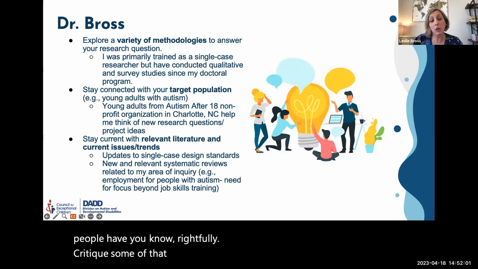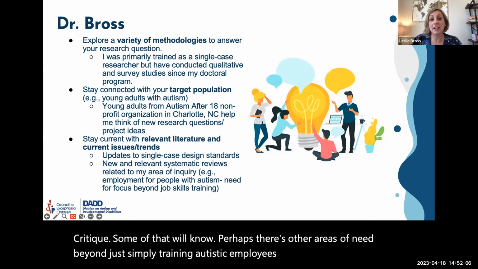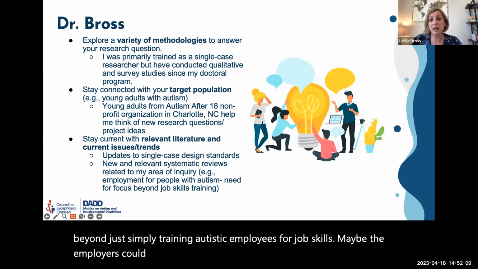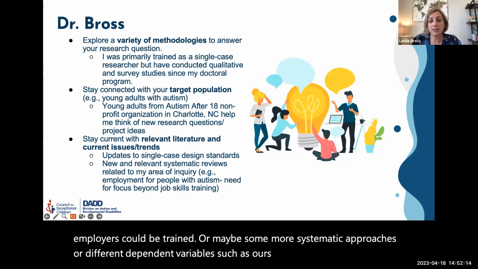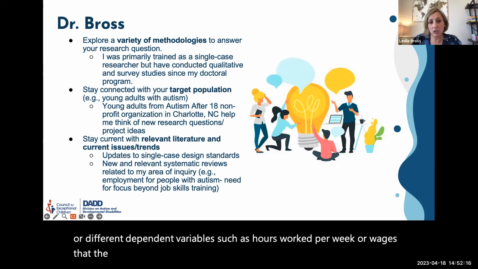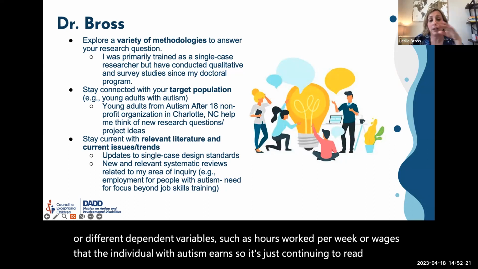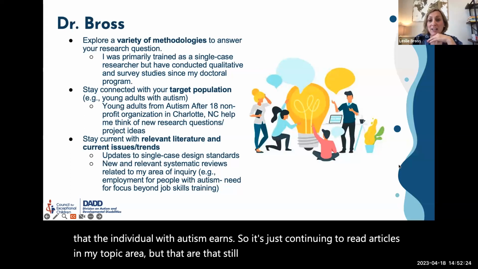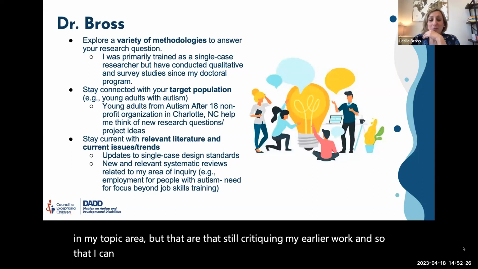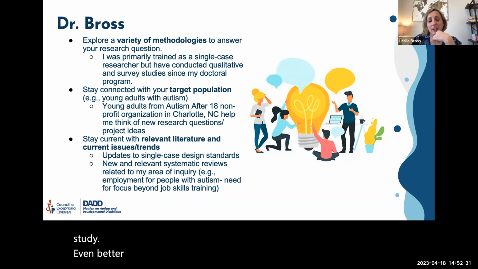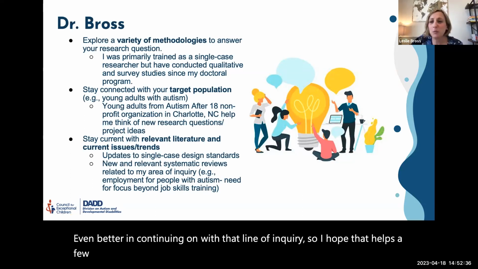Well, perhaps there's other areas of need beyond just simply training autistic employees for job skills. Maybe the employers could be trained, or maybe some more systematic approaches or different dependent variables such as hours worked per week or wages that the individual with autism earns. So it's just continuing to read articles in my topic area, but still critiquing my earlier work, so that I can push myself forward and just do the next study even better, and continuing on with that line of inquiry. So I hope that helps, a few points.